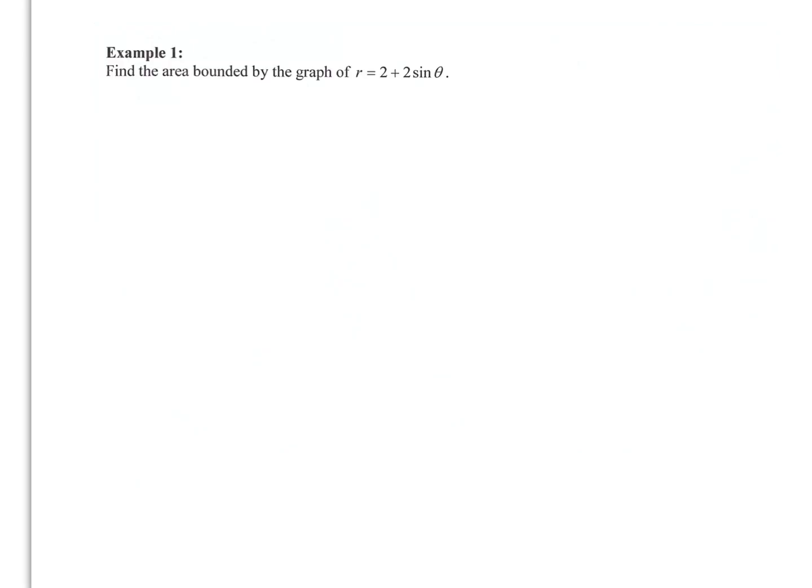We're going to find the area bounded by the graph of r equals 2 plus 2 sine theta. It's going to be really important to figure out what these graphs look like. Not too much today, we'll talk about it a little bit today, but a lot when we start putting two graphs together. But we're going to talk about this one today.